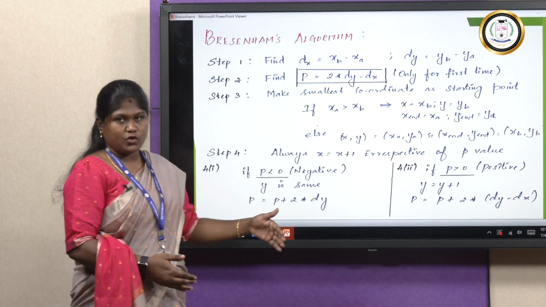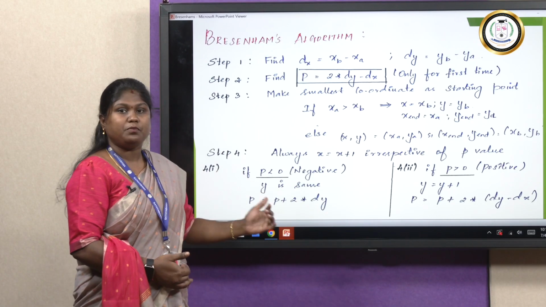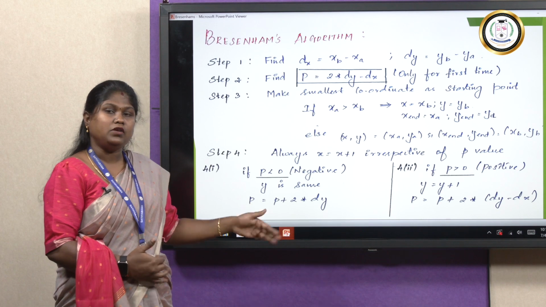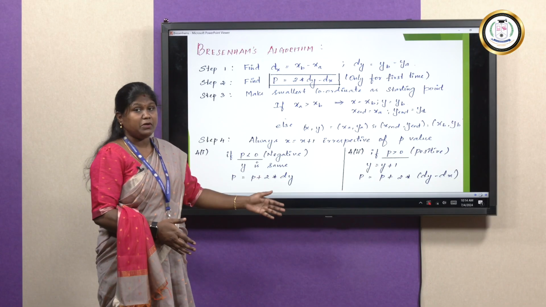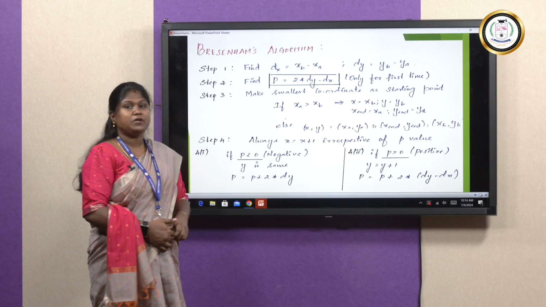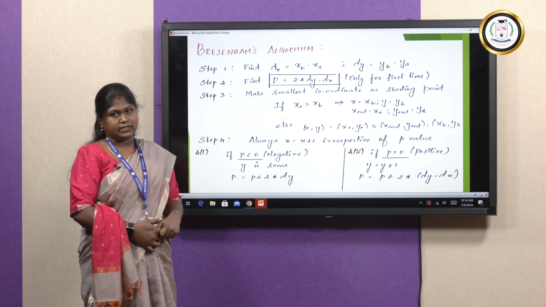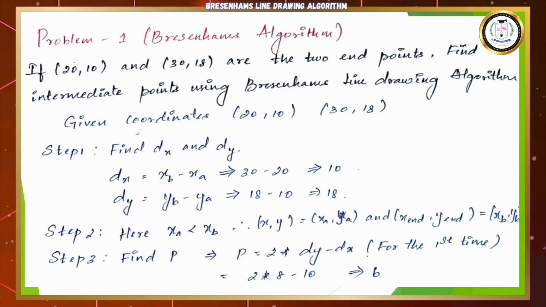Whereas if p is greater than 0, which means positive, the y value should be increased by 1. To the earlier y value, we add 1. And the next p-value should be computed as p is equal to p plus 2 into dy minus dx. So this is the algorithm, and now we will move to the problem.